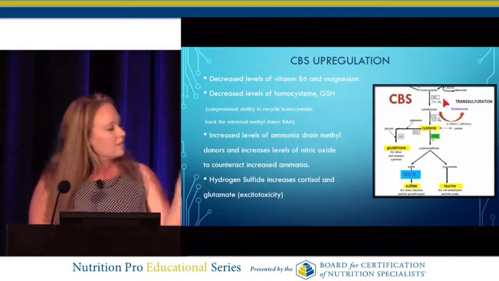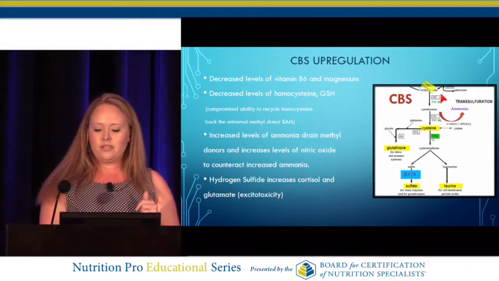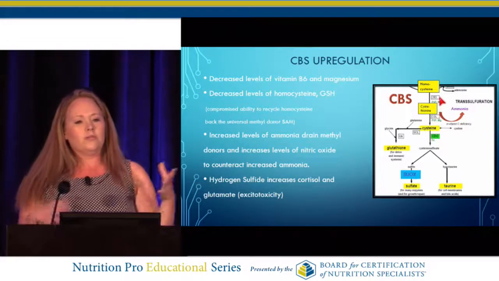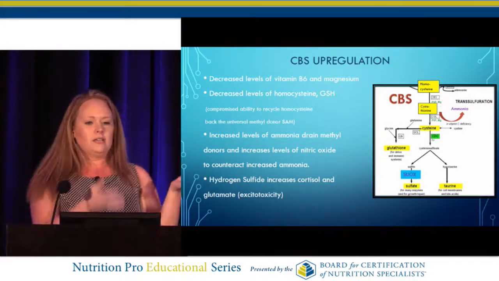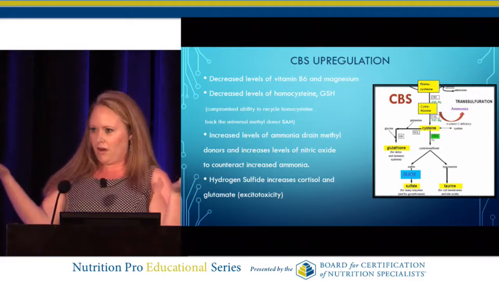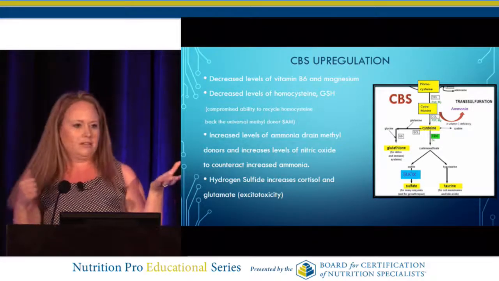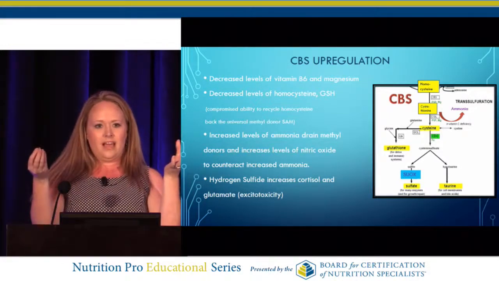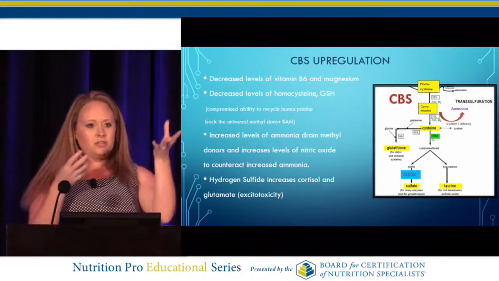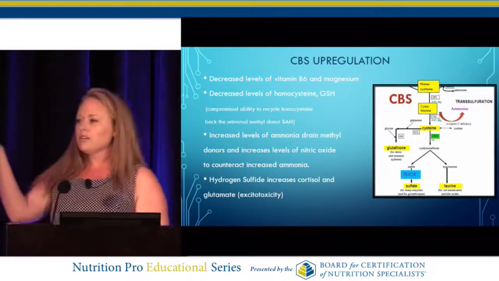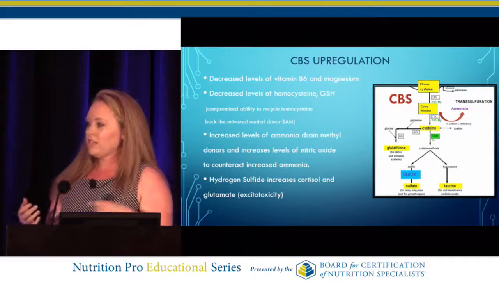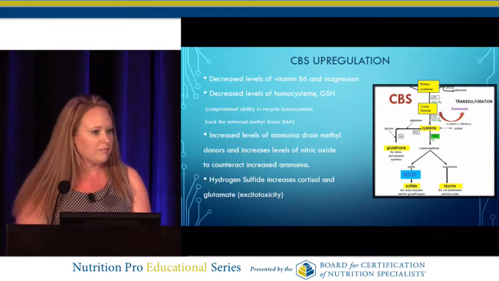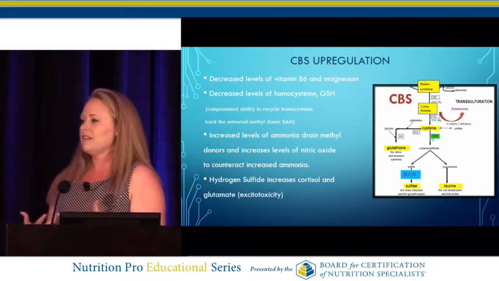So let's take a look at the picture over here. We have homocysteine being converted into cystathionine via CBS. If we go back and think about substrate, a catalyst, and a product, for all my chemistry lovers in the audience, when you upregulate an enzyme, you upregulate the catalyst. So you're using the catalyst, you're depleting the substrate, and you're increasing the product. In this case, we're decreasing the amount of homocysteine we have, we're decreasing the amount of vitamin B6 we have, and we're increasing cystathionine.